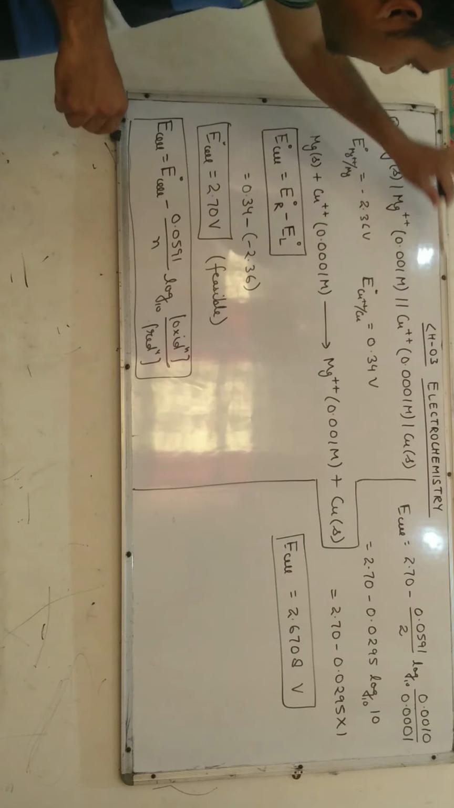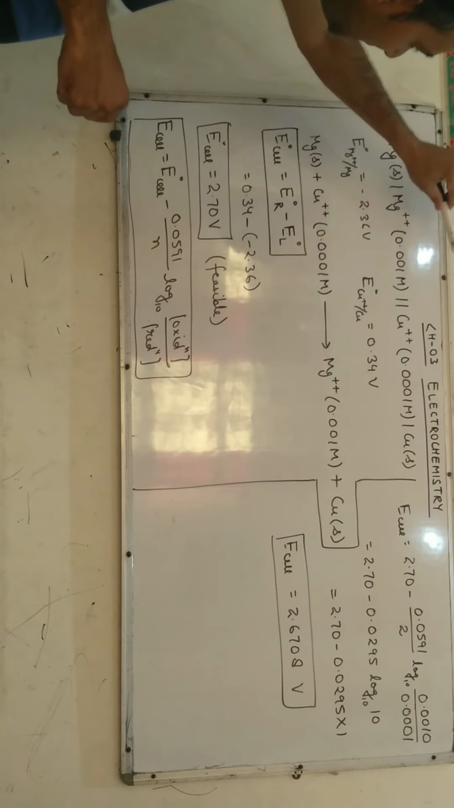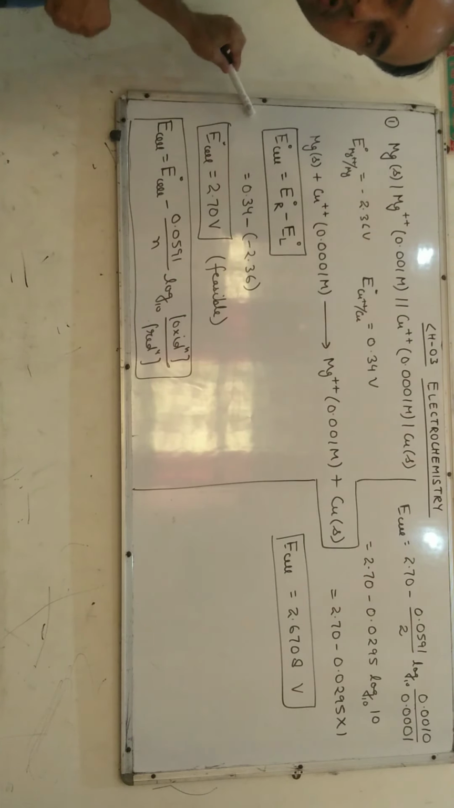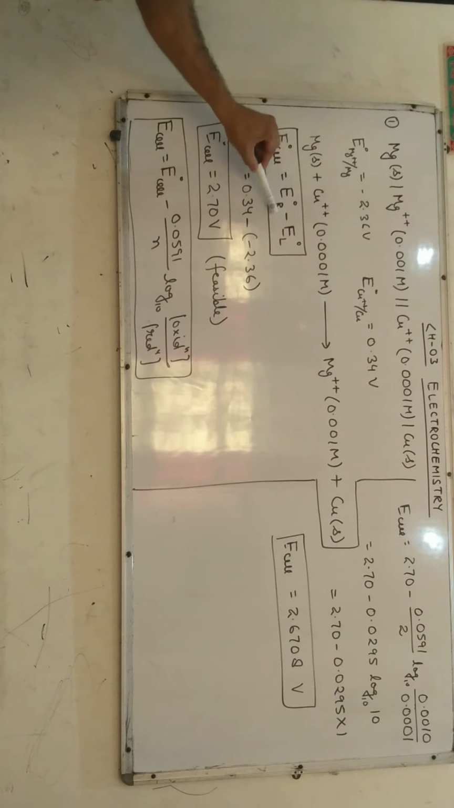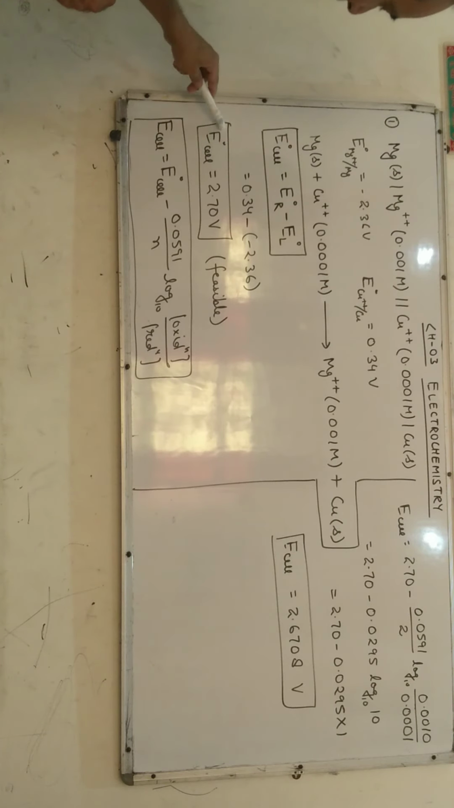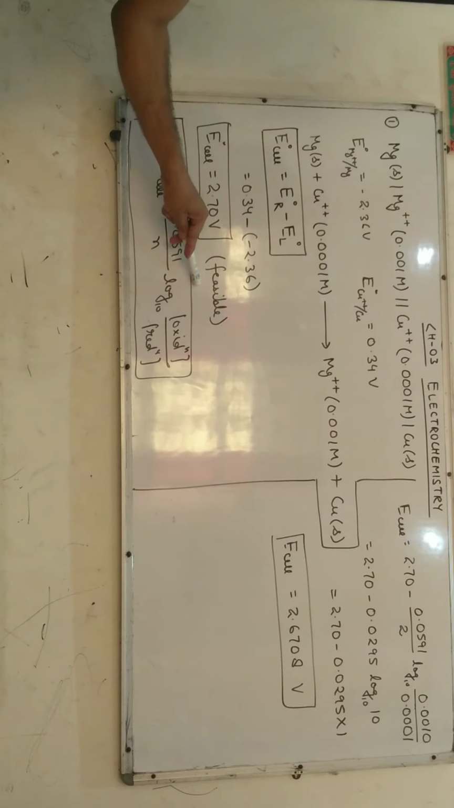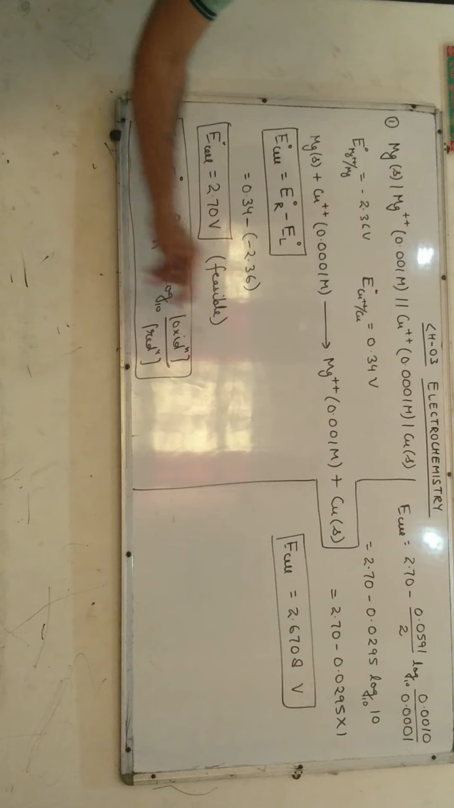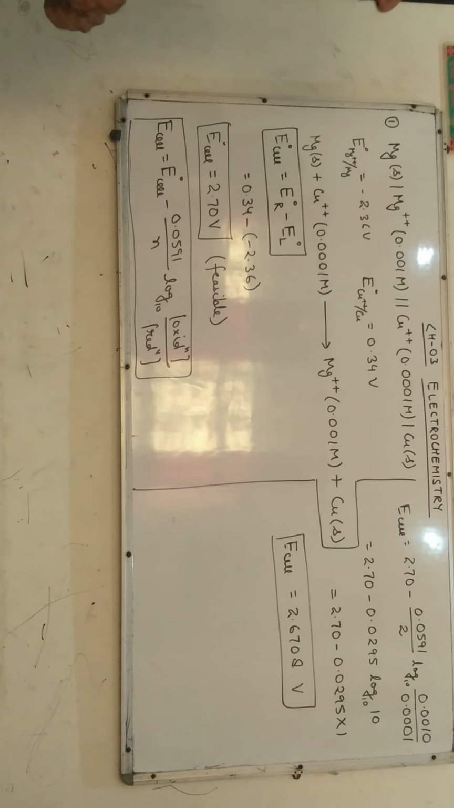So first we represent the cell in equation form, then calculate E naught cell by the formula E naught reduction minus E naught oxidation. If E naught cell is positive, then the reaction is feasible. Apply the Nernst equation, putting in the values of n, E naught cell, and concentrations of oxidation and reduction. Then by solving we can easily calculate the value of E cell.